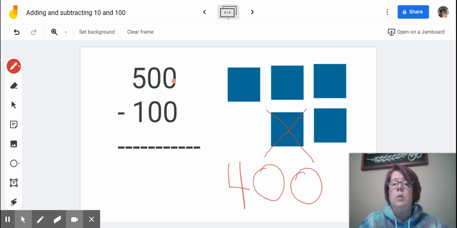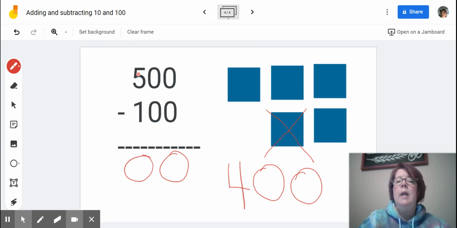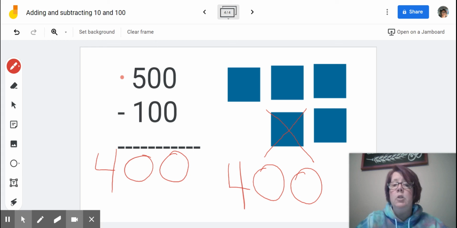Again, you can think of it like that, or if it's easier for you, you can think about it as an addition or subtraction question. This would be a subtraction question, 500 minus 100. 0 minus 0 is 0. 0 minus 0 is 0. And 5 take away 1 is 4. So the only number that changed was the number in the hundreds column.